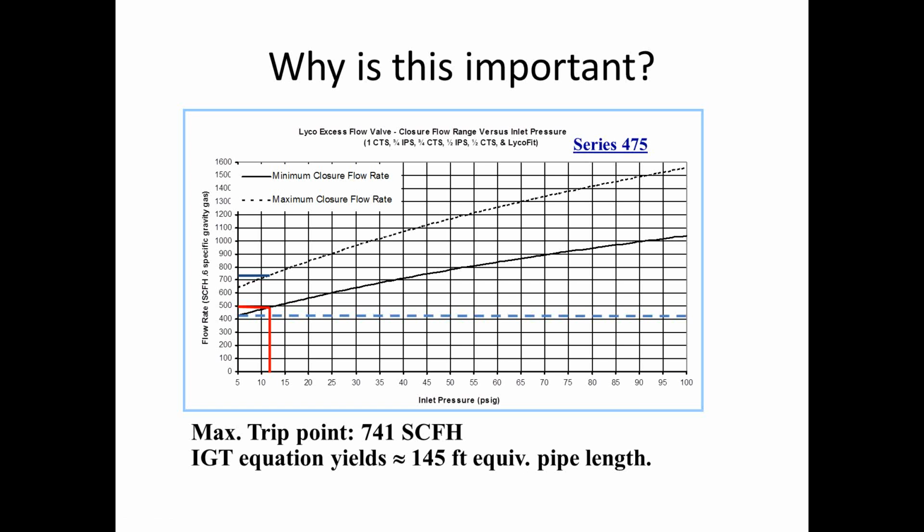So if you want to protect the entire service and keep a particular pressure at the regulator, you have to take the lower of the two numbers. So even if you can keep 6 psi at the regulator with a longer service, you have to take the lower, in this case 145, because that's the maximum line you'd be able to protect and still have the line severed and have the EFV trip if the EFV were to trip at that maximum trip point.